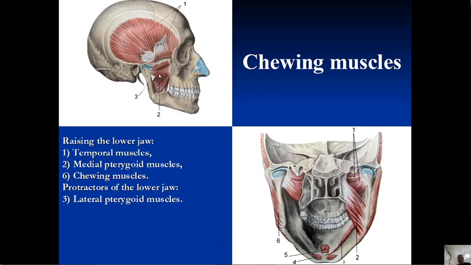And retrusion, backward occlusion. These are the temporalis and the superior constrictor of the pharynx.